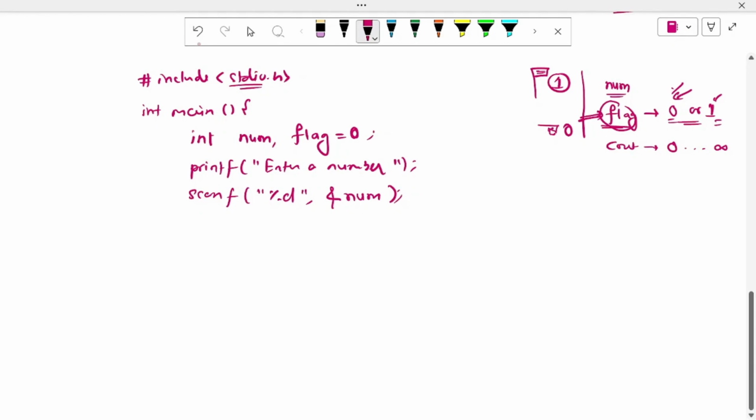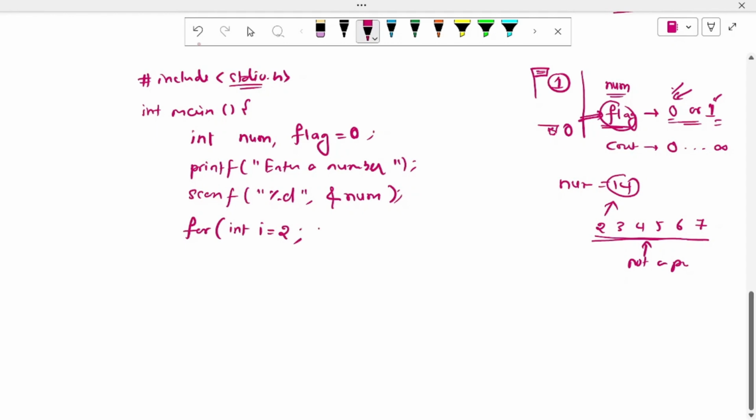Now if the number is like 14, I need to divide 14 by 2, 3, 4, 5, 6 till 7 if you want. If it is divisible by any one number among these, then I can directly say that it is not a prime number. So I'll run a for loop with int i = 2. I am going to start this loop from i = 2, and end when i is less than or equal to num / 2. Then i++, which is for incrementing each value.